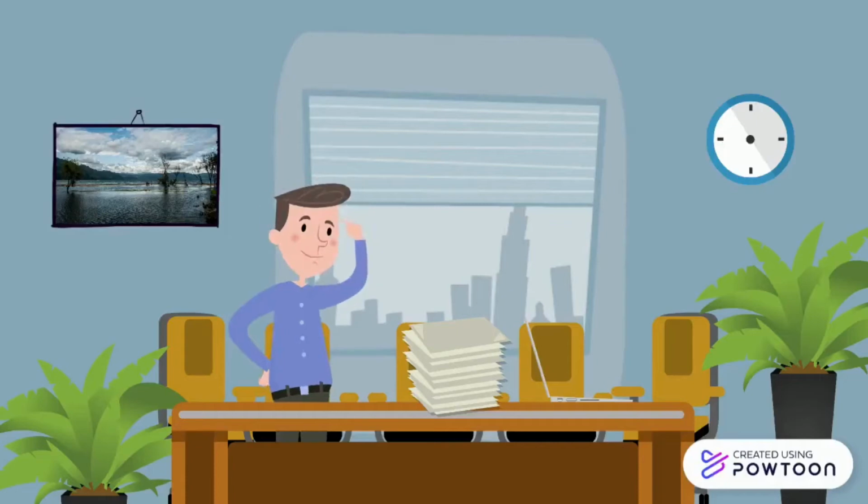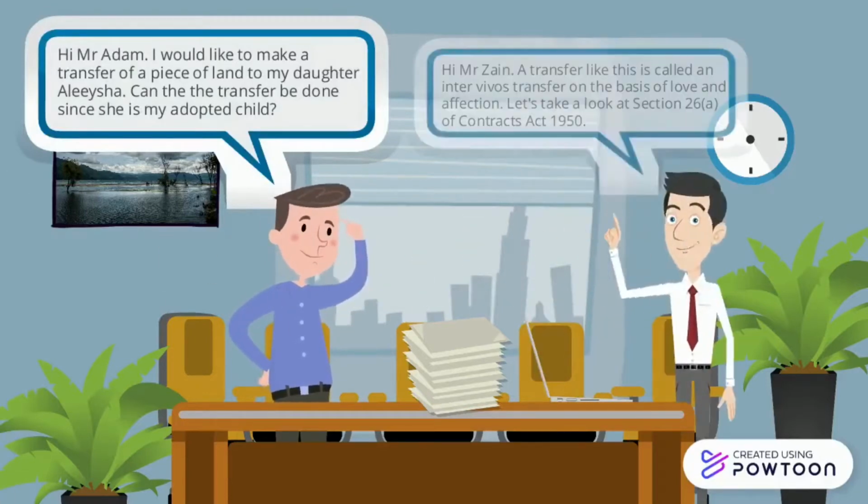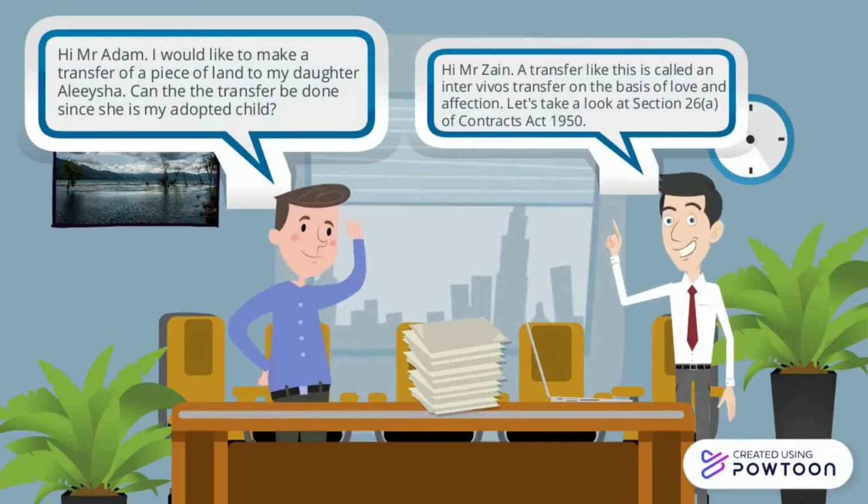Hi Mr. Adam, I would like to make a transfer of a piece of land, lot 156, to my daughter Alicia. Can the transfer be done since she is my adopted child? Hi Mr. Zain. A transfer like this is called an inter vivos transfer on the basis of love and affection.